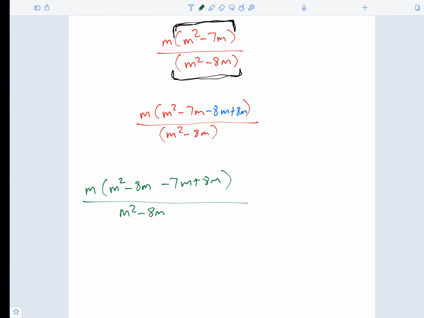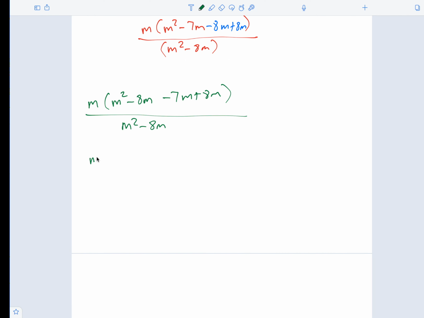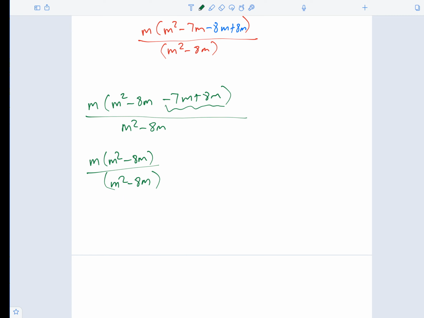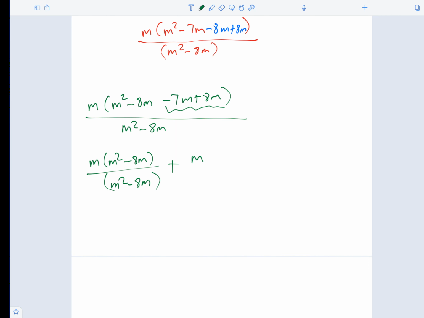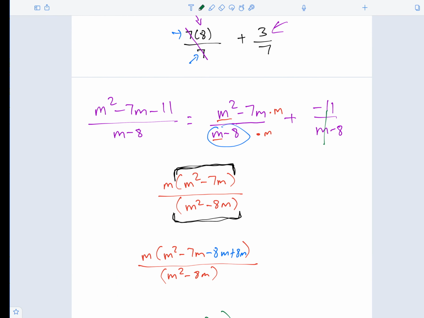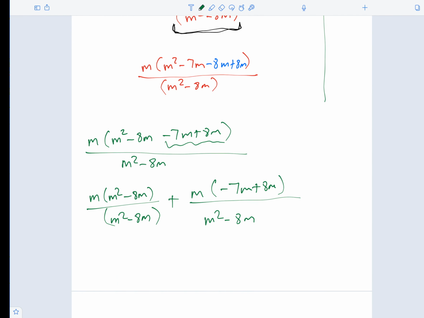And what I can do now is leave m squared minus 8m over m squared minus 8m together. This business is going to get moved over to the other side, so we have plus m times negative 7m plus 8m over m squared minus 8m. Let's not forget that over here we still have this negative 11 over m minus 8. So let's bring that down. Plus negative 11 over m minus 8.